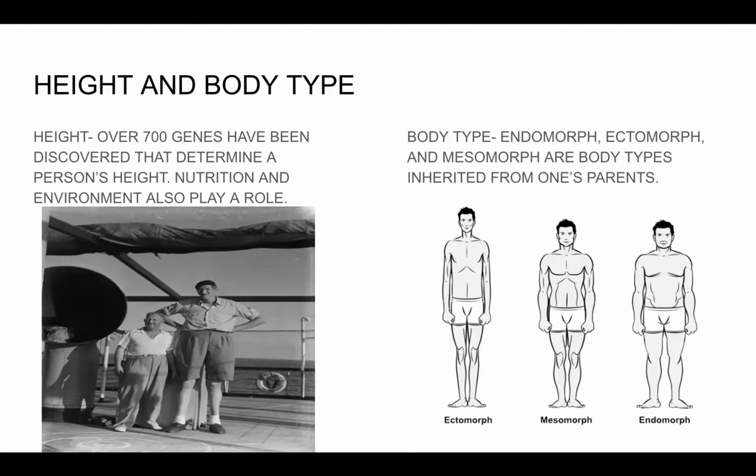Now, the other one is body type, and there are 3 basic body types: the ectomorph, who is tall and slender; the mesomorph, who is average height but very muscular; and the endomorph, who is average height but tends to be a little on the heavy side. And you can tell by looking in people's families which type their body is and probably who they inherited it from.